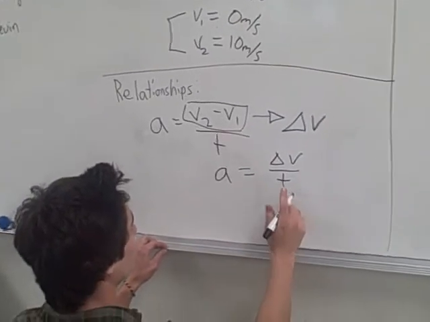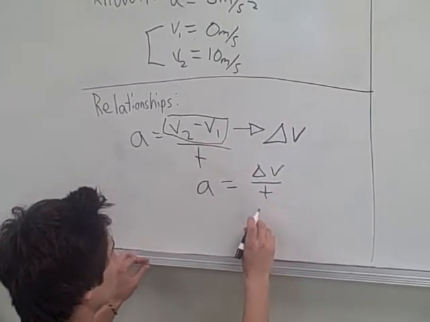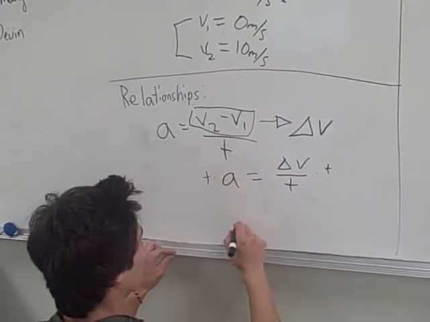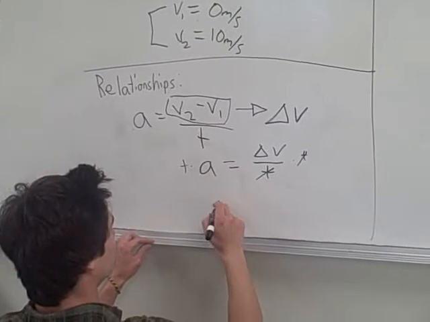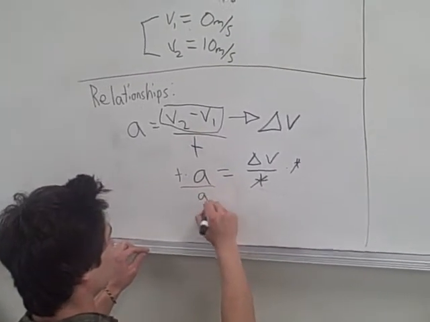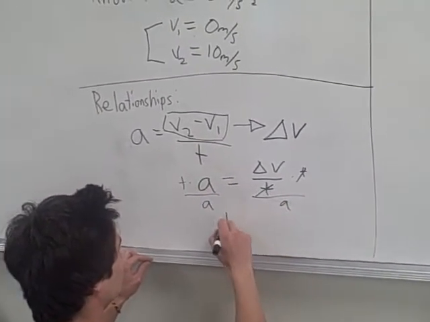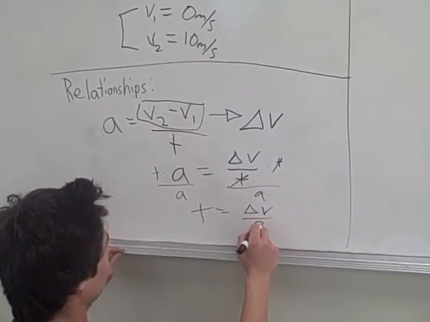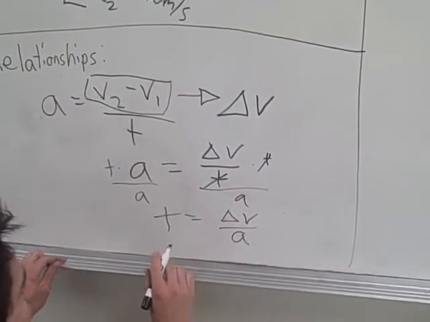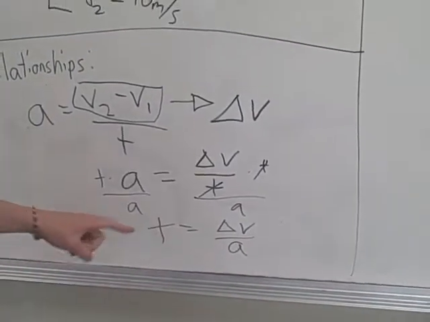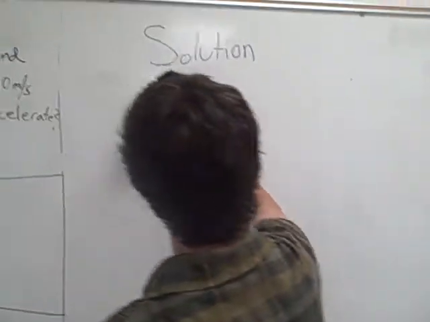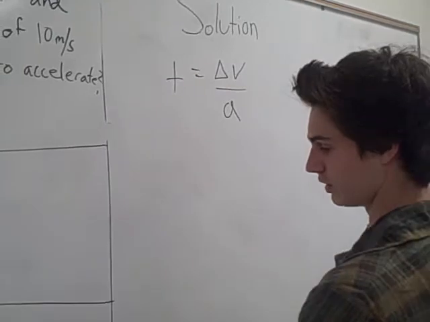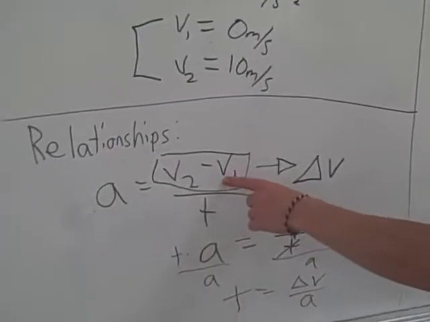Okay, now we're going to change this equation to solve for t. So we multiply by t, cancel, and then divide by a, and we get t equals delta v over a. Now, we are going to plug in our numbers into this. So t equals delta v over a, but we said that delta v is v2 minus v1.